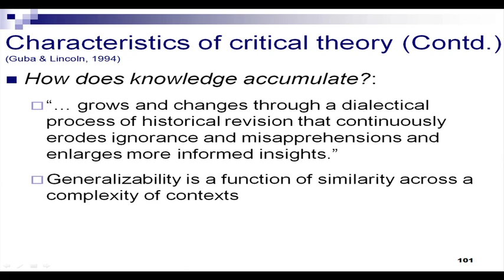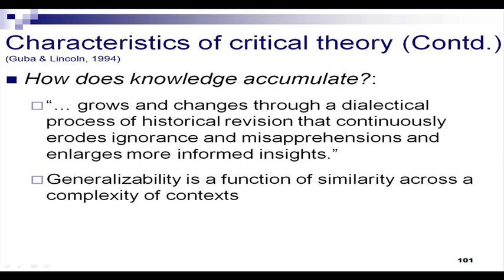So when we say how does knowledge accumulate, knowledge accumulates by adding to the existing knowledge base in such a way that the lines between the old and new are blurred, by fitting into the old knowledge base in such a way that it seems like an extension of the existing knowledge base, through historical revision, through ensuring that ignorance does not find a place in this inquiry, through culling out the misapprehensions, through enlarging the currently formed insights.